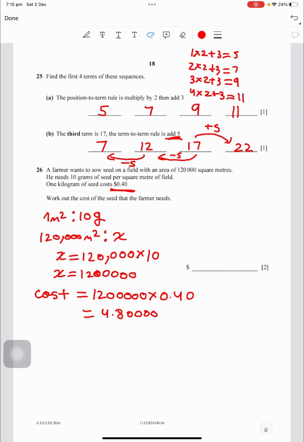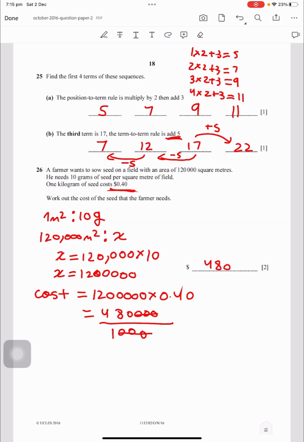There we go. So now what we need to do is we'll basically divide this by 1,000 to get this in dollars. So we'll cut off the zeros, 3, 3, there we go. So our answer is 480. Oh wait, and this is not a point, I'm sorry. I accidentally put a point there. This is not a point. So yeah, this is our answer for this. Next.